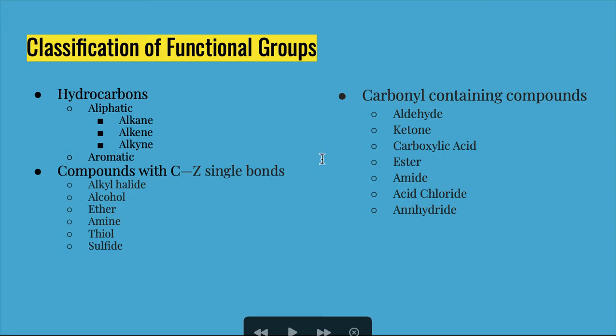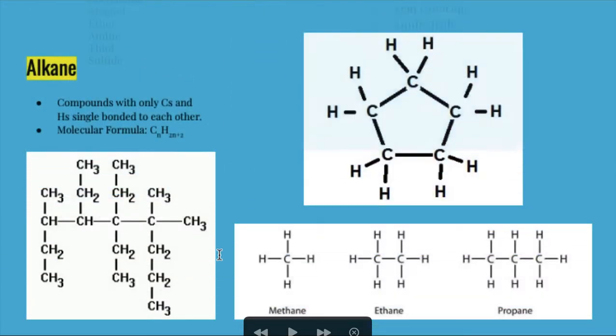The third classification group is carbonyl containing compounds. Carbonyl basically means C double bonded to an O. So any compound that you see in organic chem that has a C double bonded to an O is probably one of these functional groups on this list. So let's get started from the top, from alkanes.